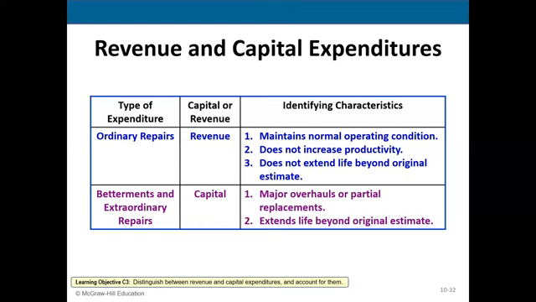Extraordinary repairs, these are things like replacing a transmission. It improves the overall asset and it extends its useful life. So we add that to the balance sheet account. That's the difference between the two.